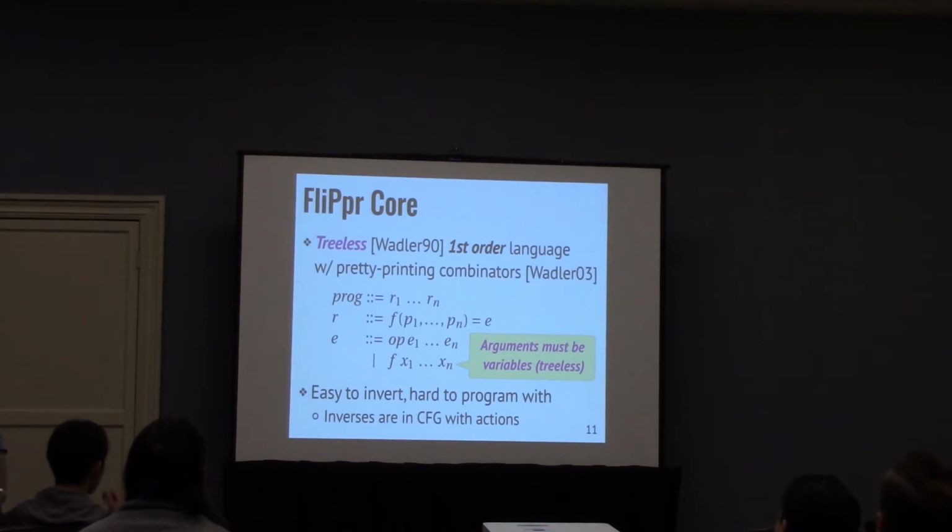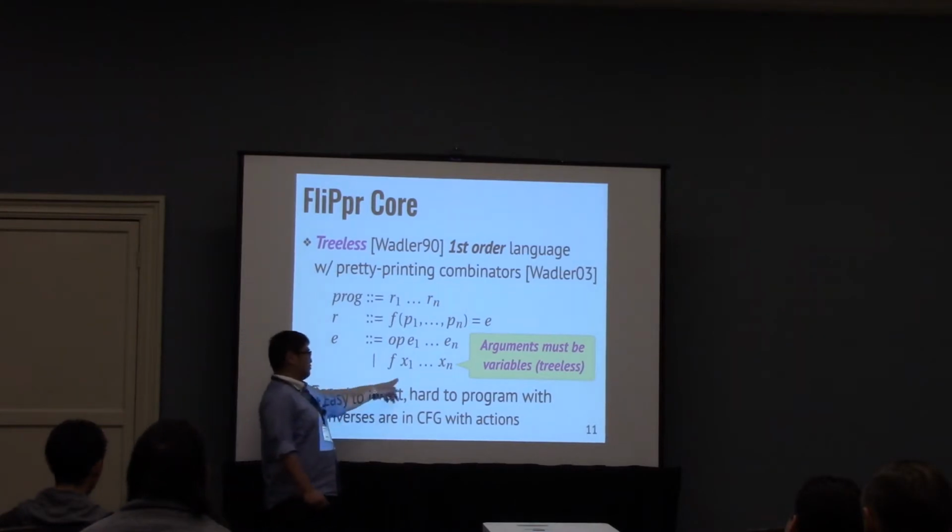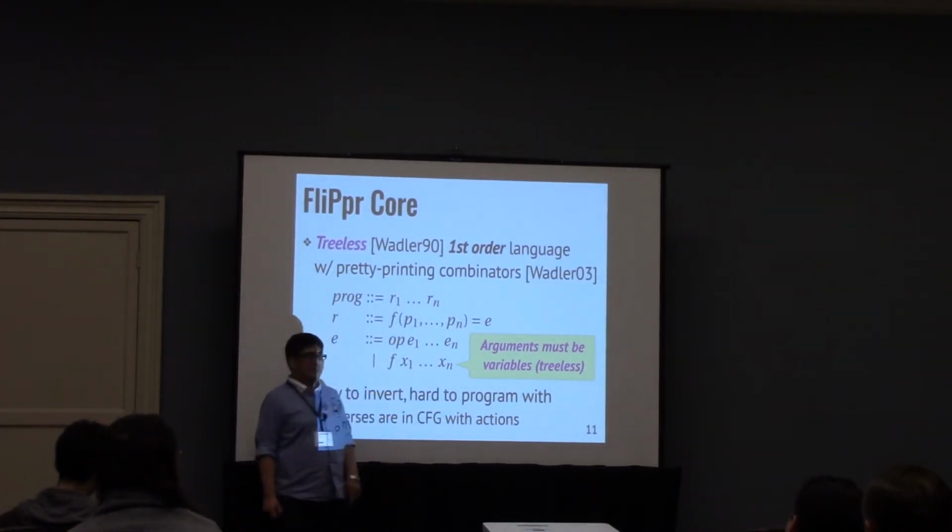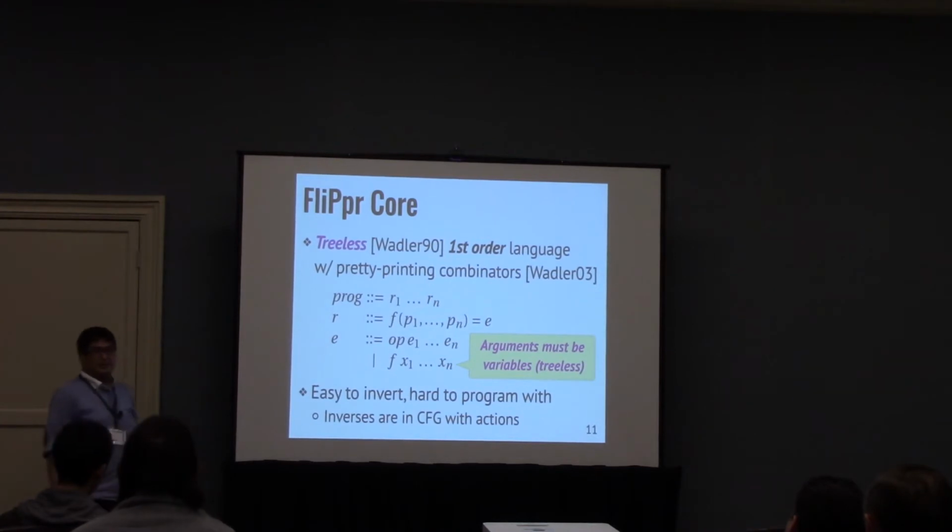Here is the syntax of the core language of Flipper. As you can see, the program consists of several rules, each rule has this kind of form, and each expression is either a combinator or a function call. What is important here is that the arguments of a function call are all variables. This is the treeless restriction. The core language is designed to be easy to invert, but it is hard to program with.